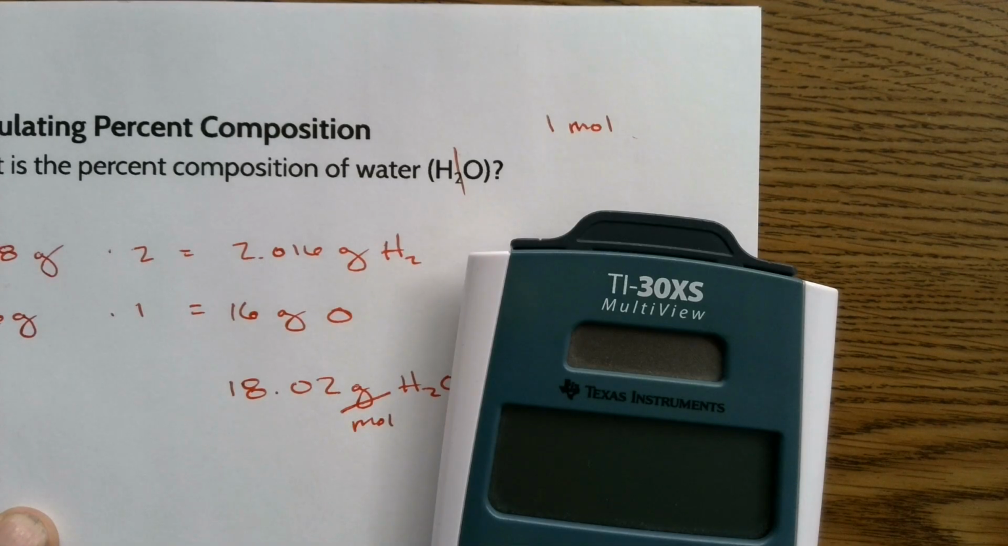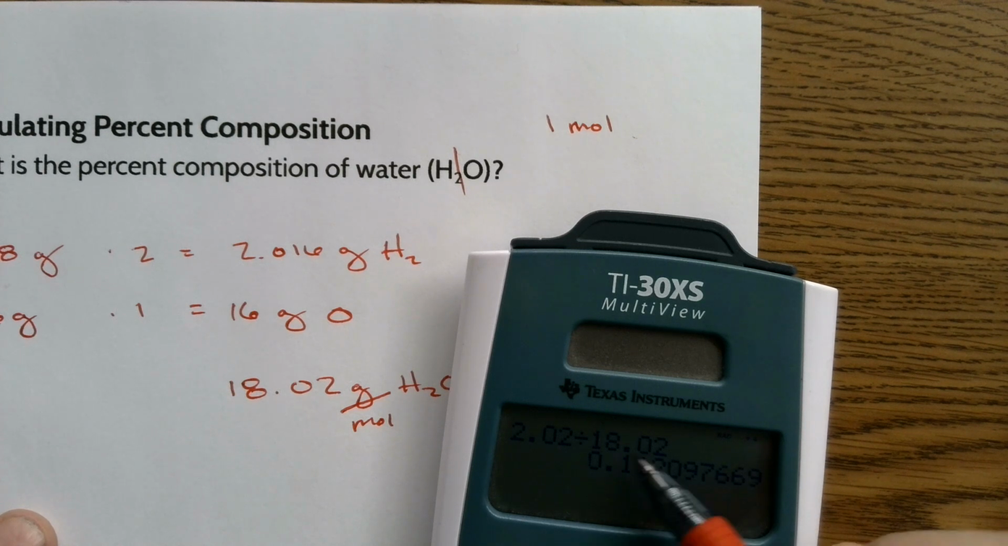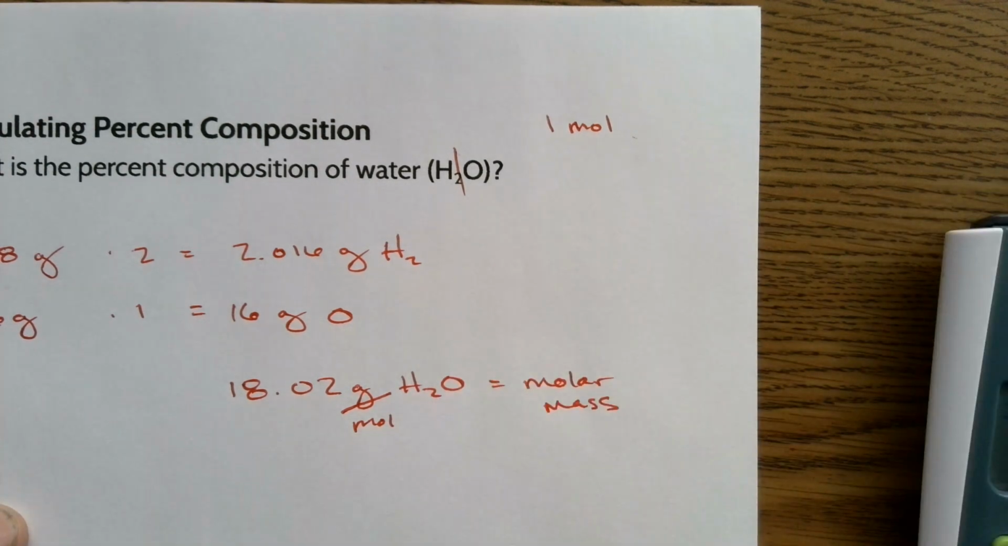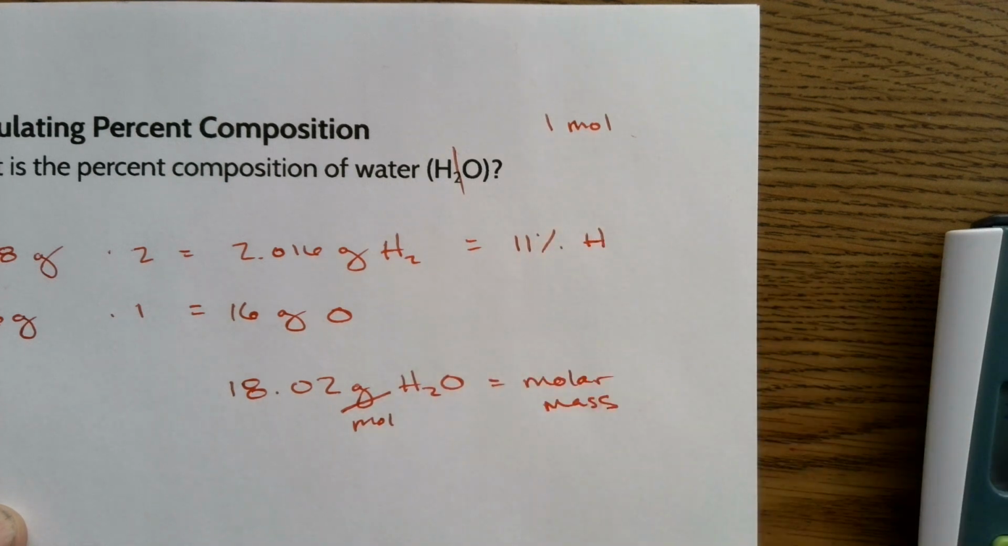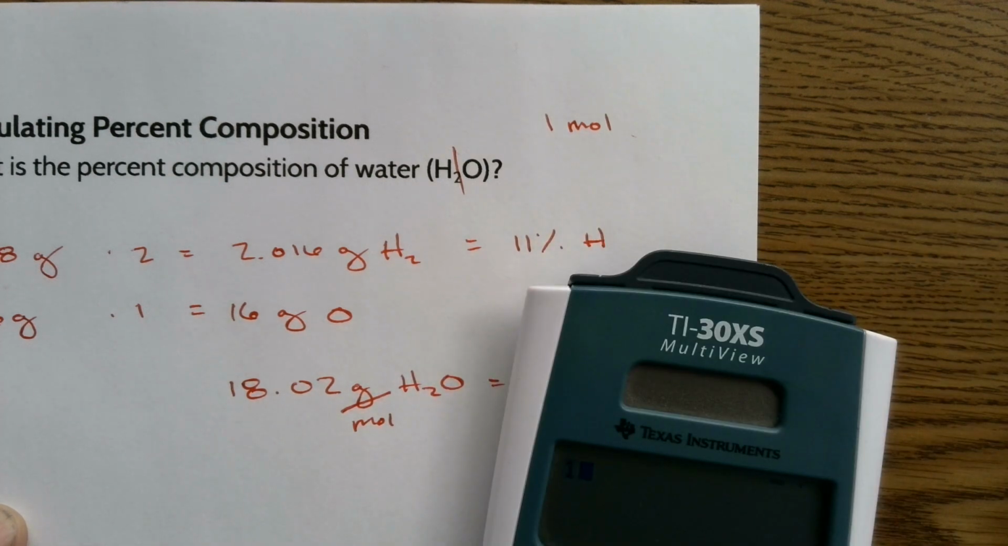So the mass of hydrogen, 2.02, divided by 18.02 gives me 0.11. We're going to multiply it by 100 because this is a decimal form of a percentage and I want the percentage form. So it's equal to 11% hydrogen. And then for the oxygen, I do 16 divided by 18.02. I'm taking the part and dividing it by the whole, and that gives me 89%.